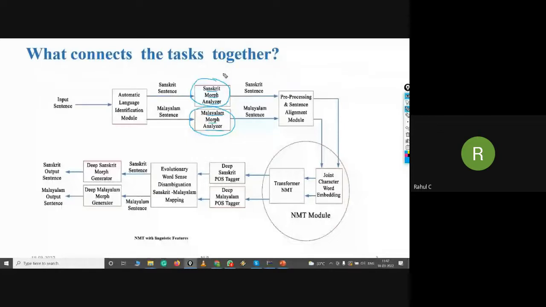So what you can do is a morphology analysis in the source language, and also in the target language, and on that you can apply some pre-processing, some word alignment or sentence alignment. After sentence alignment you can give it to a model. That model can be an encoder-decoder model, an encoder-decoder model with attention, or a transformer model. The transformer model is the latest one, so we can go for the transformer NMT.